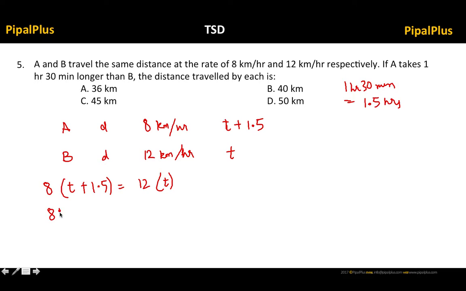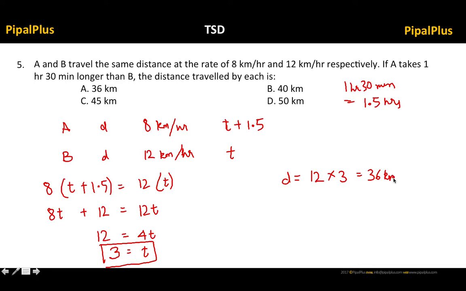So we get 8T plus 8 into 1.5 is 12, and this equals 12T, right? So if I bring 8T to the right hand side, it gets subtracted from 12T and I get 4T on the right hand side equals 12, which is what is left on the left hand side. So T is 12 divided by 4, 3, right? So B is covering this distance in 3 hours. So if B is covering D in 3 hours, then D must be speed into time, which is 12 into 3 equals 36 kilometers.